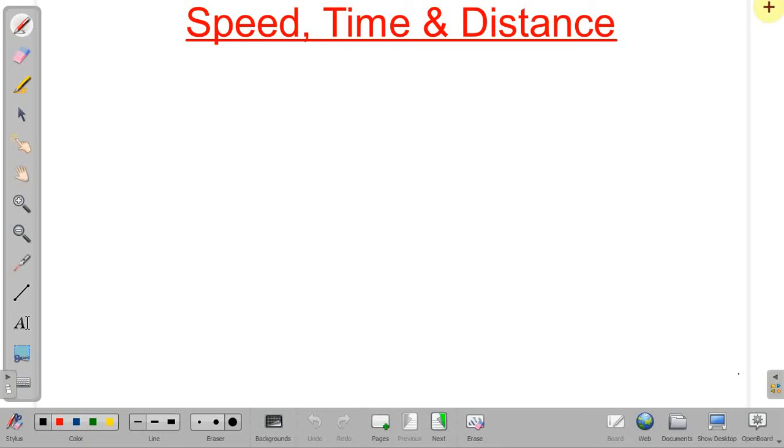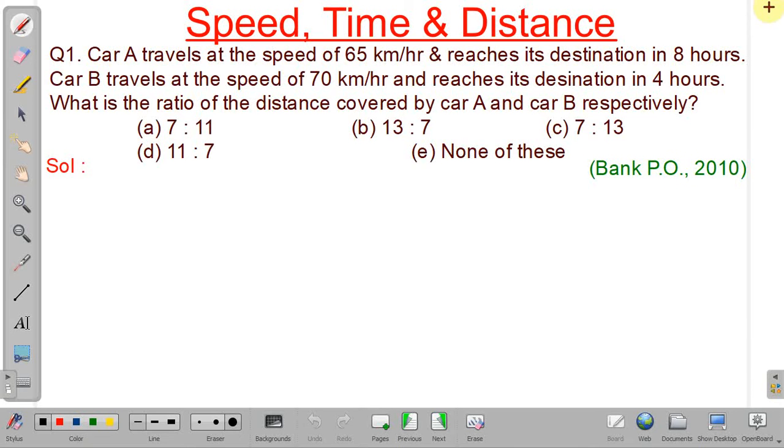In this lecture, we will discuss some important problems on the topic speed, time, and distance. So let's start. See, in this problem, what is given? Car A travels at the speed of 65 km per hour and travel time is given as 8 hours, whereas car B travels at 70 km per hour and reaches destination in 4 hours. So we have to find the ratio of the distance traveled by A and B respectively.